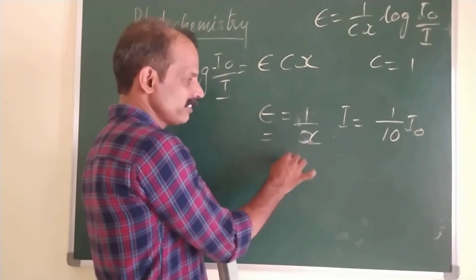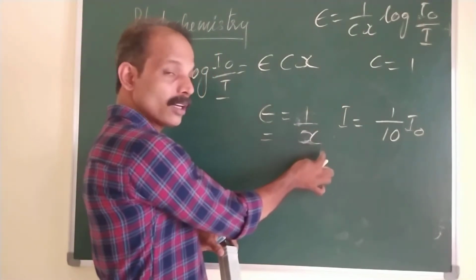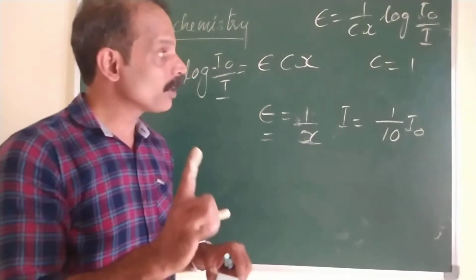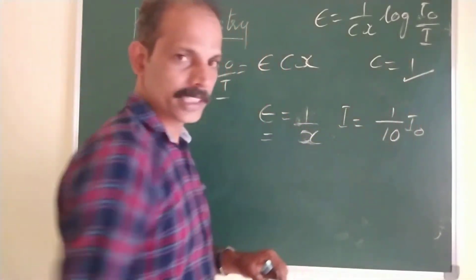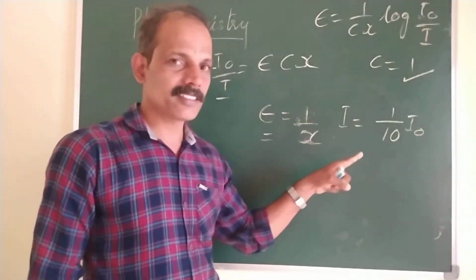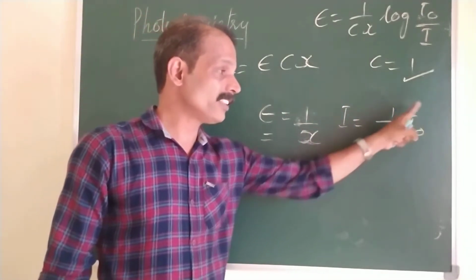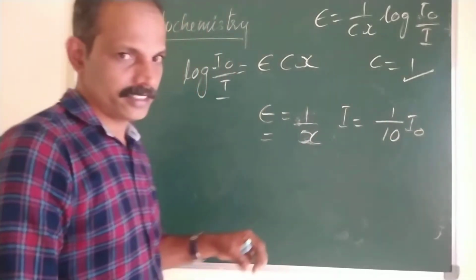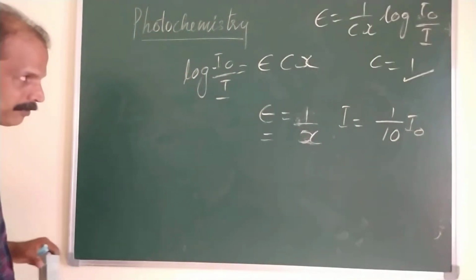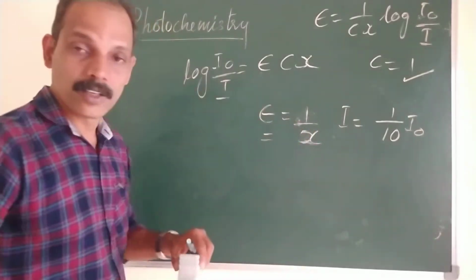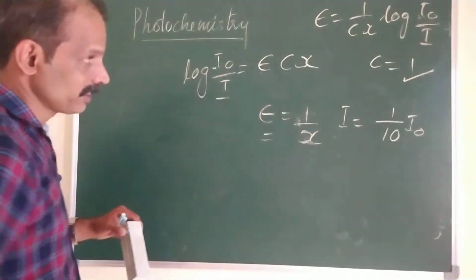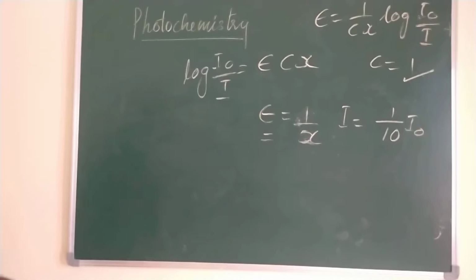So epsilon is defined as the reciprocal of the thickness of 1 molar solution, which reduces the intensity to 1/10 of its initial intensity. That is molar extinction coefficient or molar absorptivity coefficient.